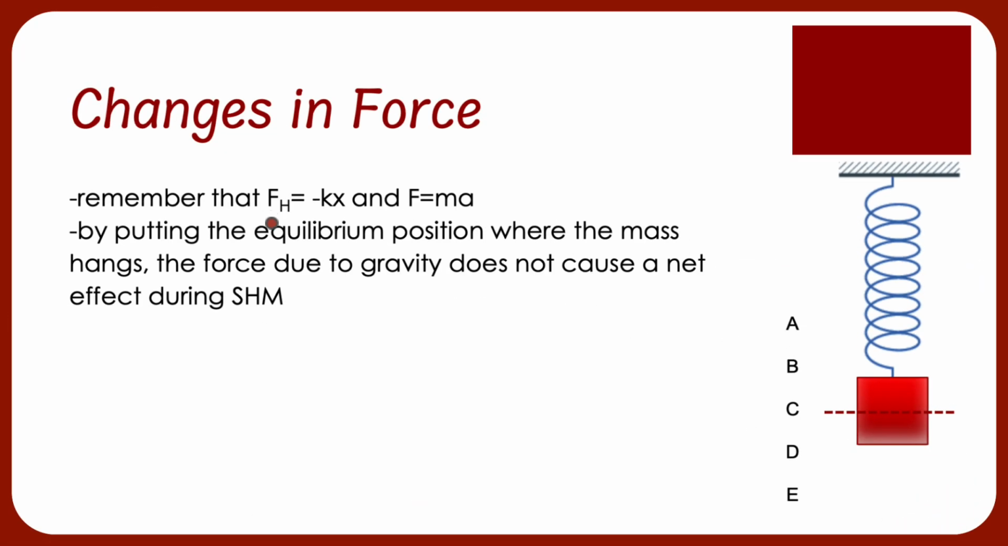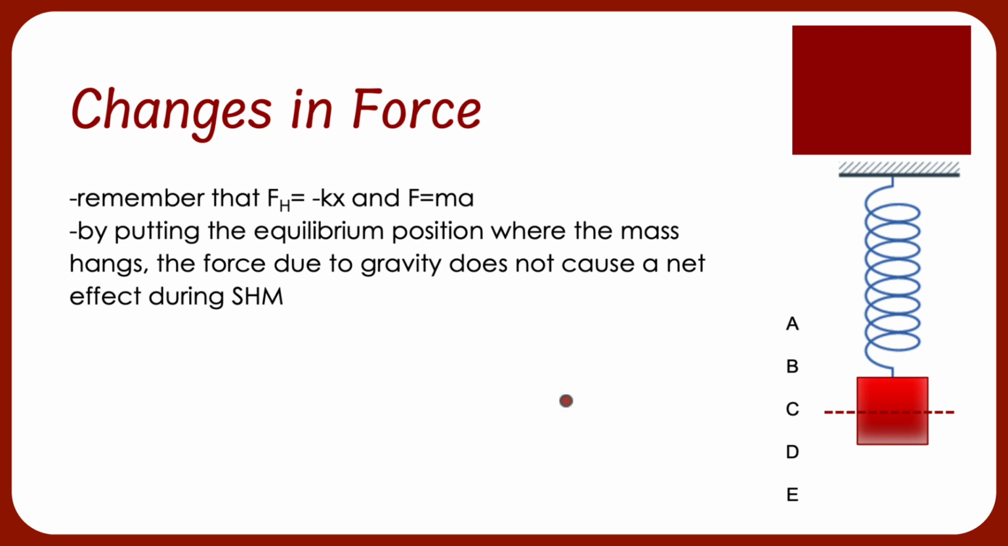Now we know from Hooke's law, the force is going to be proportional to the displacement from the equilibrium, and k will be the spring constant. We also know that force equals mass times acceleration. Now if we put them together, we realize that the force is going to be directly proportional to the acceleration. F is proportional to x, it's also proportional to a.